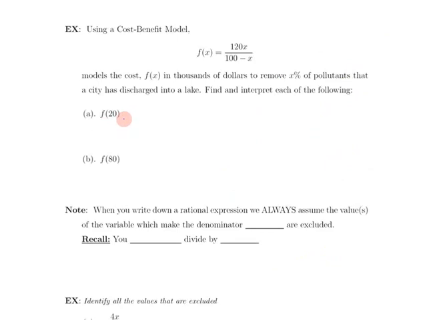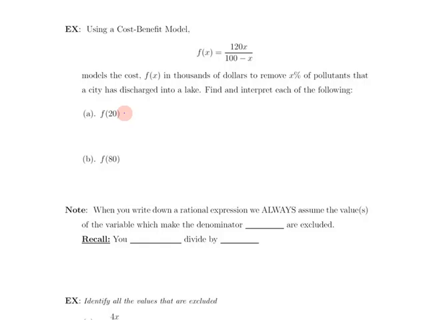Here is an example of a particular model equation that uses a rational expression, so it's a rational function, and a couple of questions we want to be able to answer and interpret. We're given a cost-benefit model, f of x is equal to 120 times x, all divided by 100 minus x. This models the cost, where the output of the function is in thousands of dollars, of removing x% of pollutants that the city has discharged into a lake. We want to find and interpret each of the following.